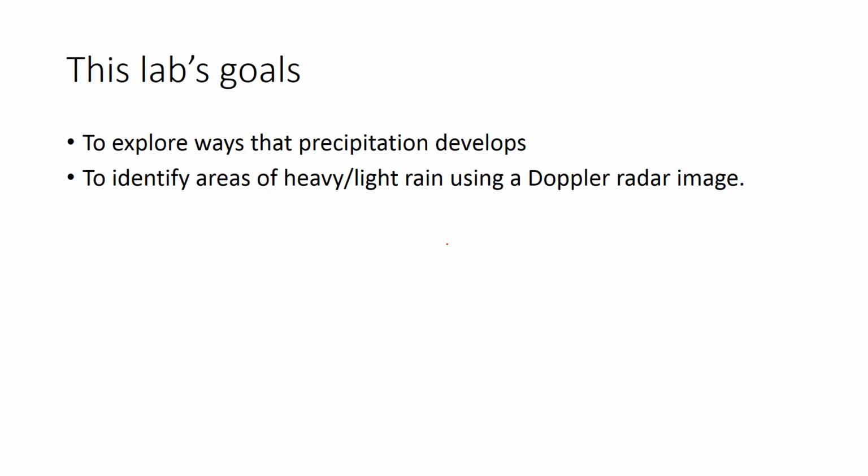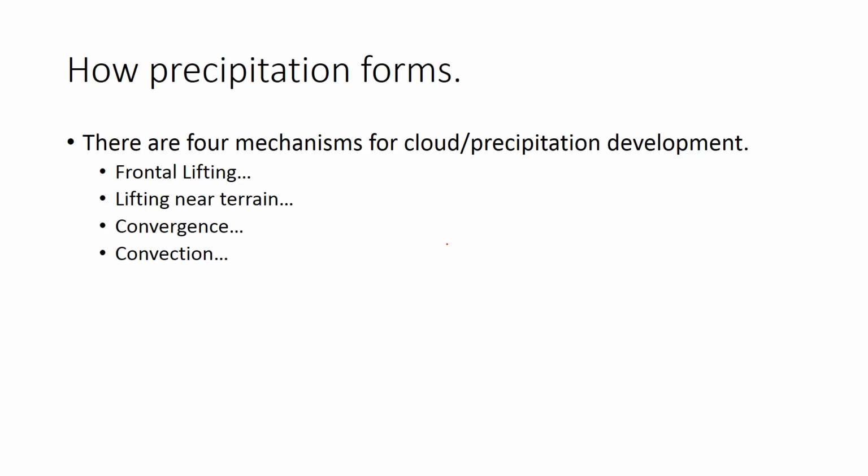Okay, so first we're going to explore the ways that precipitation develops, so ways that we actually are able to get air from the surface higher up to make those clouds, and then we're going to identify areas of heavy and light rain using a Doppler radar. This is something you've probably seen before. If you haven't, download a weather app and look at a radar image, and I'll show you how to identify that. Okay, so first off, how does precipitation form?